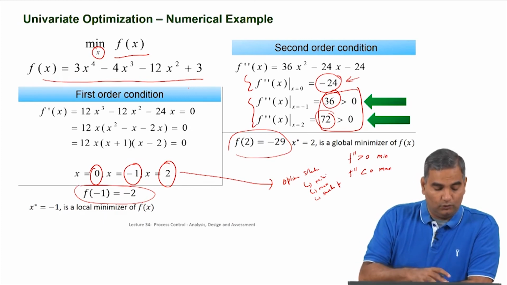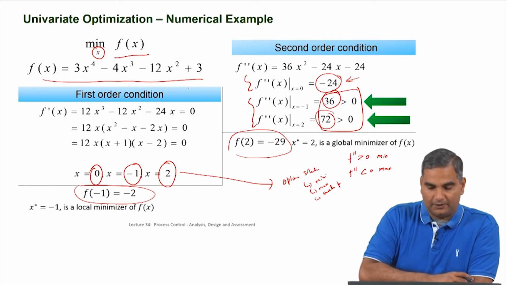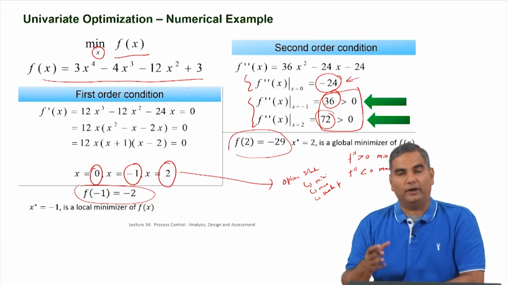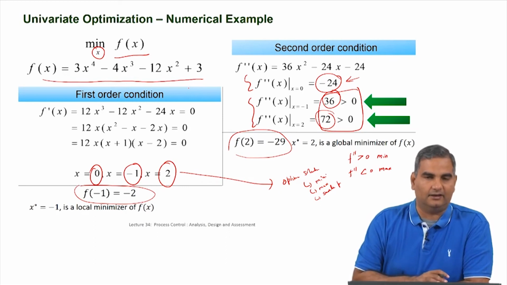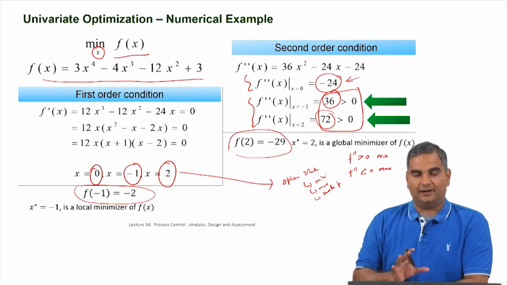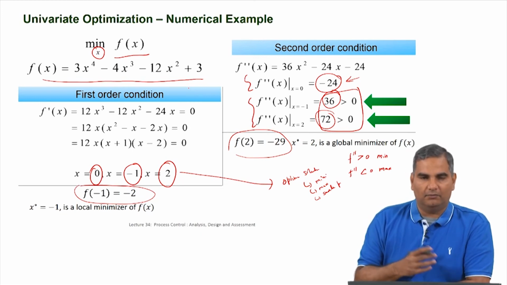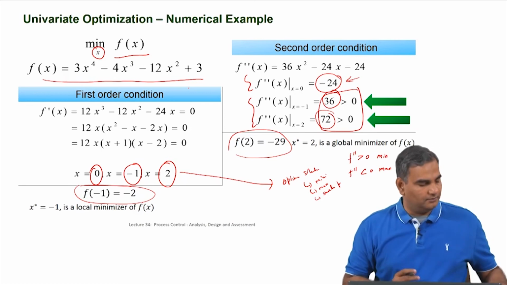I am not telling you why for a minimum point f prime has to be 0 and for a maximum point f prime has to be 0, and f double prime negative is a maximum point, f double prime positive is a minimum point. Why that is all true is something that I am not describing or discussing here. I just want you to understand how these are solved, so that you get a feel for how model predictive control problems are solved in terms of solutions to optimization problems.